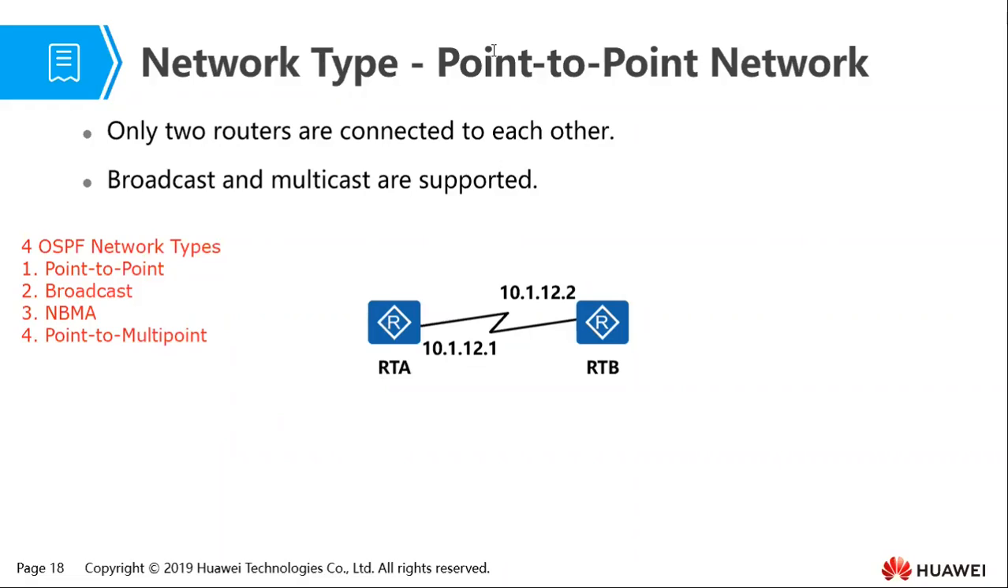Now, let's begin with point-to-point. Point-to-point is normally thought of as two routers connected to each other. A good example is when two routers have been connected to each other using a serial link.